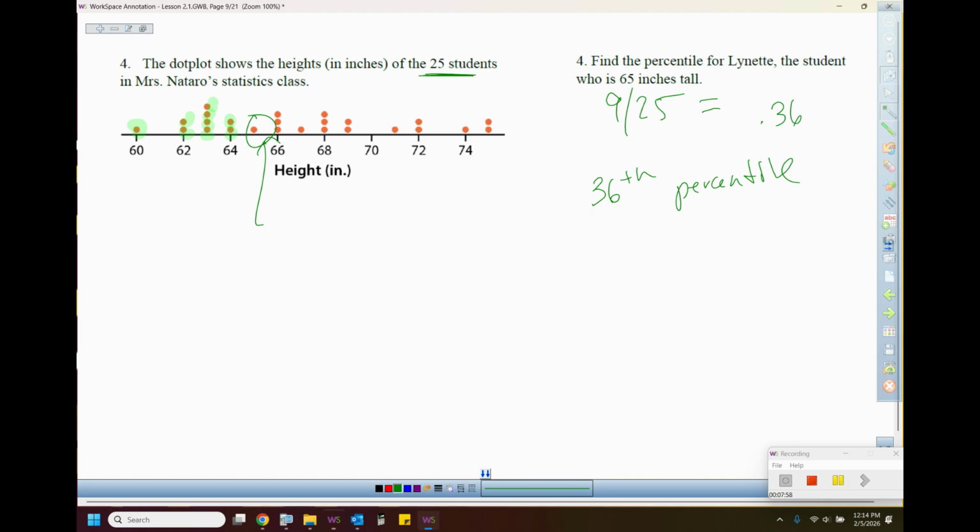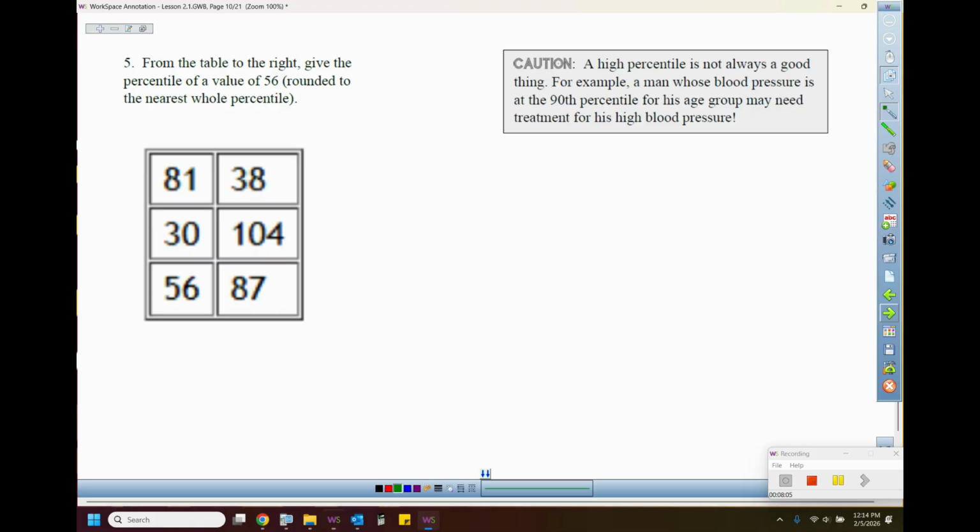Below it. So on this dude right here, it says from the table that we have to the right, I know mine's below, but yours is to the right, give the percentile of the value of 56. Sweet. How many total data points are in this spreadsheet type chart right here? How many total? 6. So I have a total of 6, right? And I want to know where 56 is. I have to go find how many of them are lower than 56.